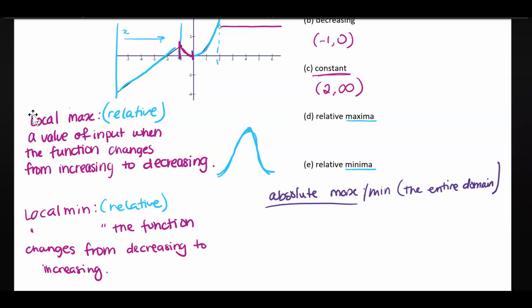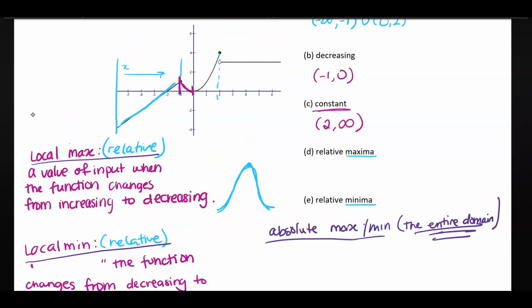So the y-coordinates, the output at the highest and lowest points, are called the absolute maximum and the absolute minimum. But the biggest difference is that here we're looking at the entire domain versus looking at it relative to an open interval. Okay, so when we're looking at this particular graph, here, let me erase all of my writing.